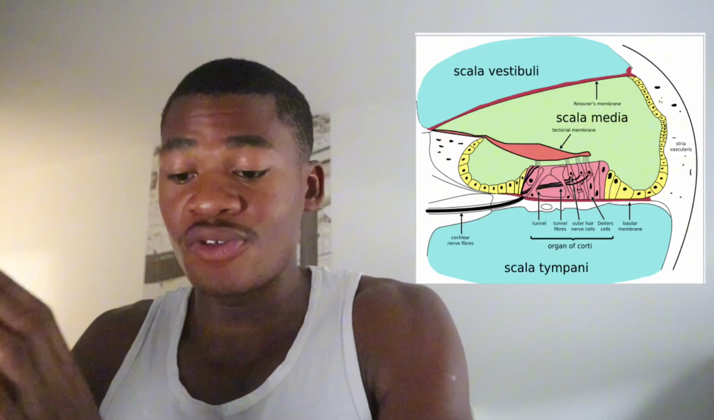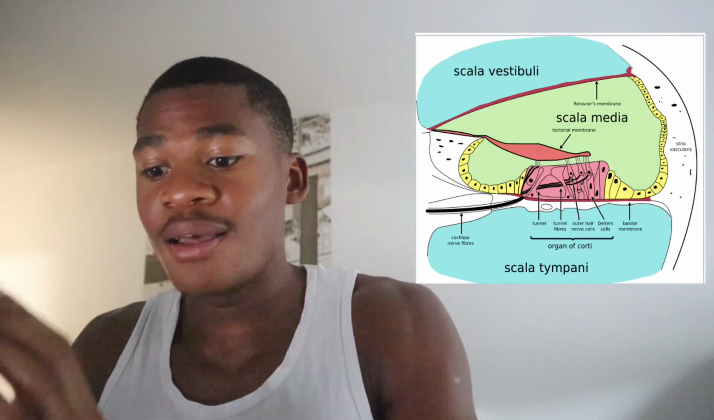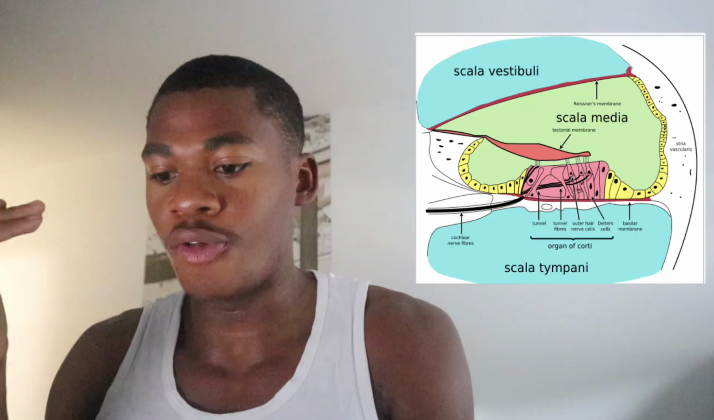So yeah, we said that the scala vestibuli was the upper chamber of the cochlea, filled with perilymph, which receives vibrations from the oval window, and your scala tympani is the lower chamber of the cochlea, and that's also filled with perilymph, and that connects to the round window. The perilymph actually has a similar composition to the cerebrospinal fluid, and it's high in sodium. So perilymph plays a crucial role in hearing by transmitting sound vibrations and maintaining the proper fluid balance within the inner ear. That's what perilymph's about.